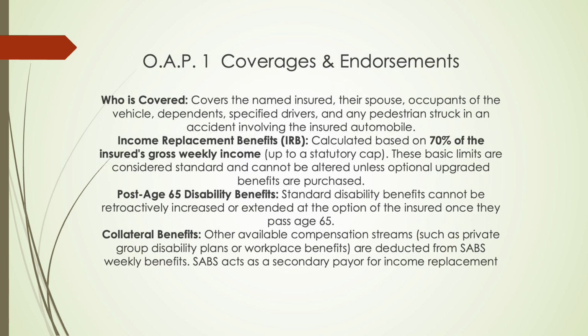Direct compensation property damage. OAP1 coverages and endorsements. Who is covered? Covers the named insured, their spouse, occupants of the vehicle, dependents, specified drivers, and any pedestrian struck in an accident involving the insured automobile.